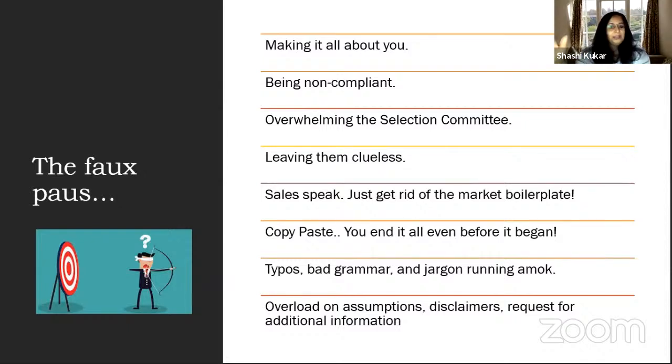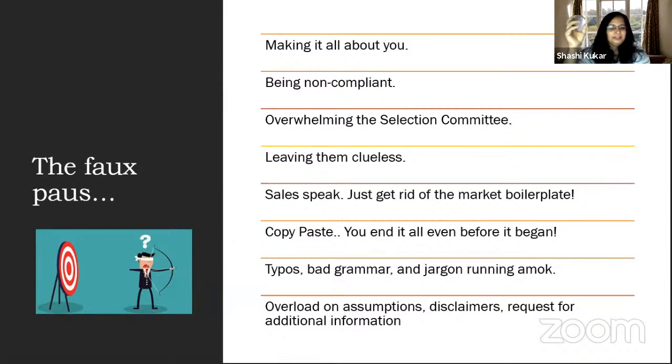Of course, non-compliance is a big no, okay? We've already discussed some of these aspects of overwhelming the selection. I think someone asked the question, how much is enough? How much is enough? It is actually decided by the client's needs. Understand the explicit and implicit needs and just provide them what they are asking for, right?